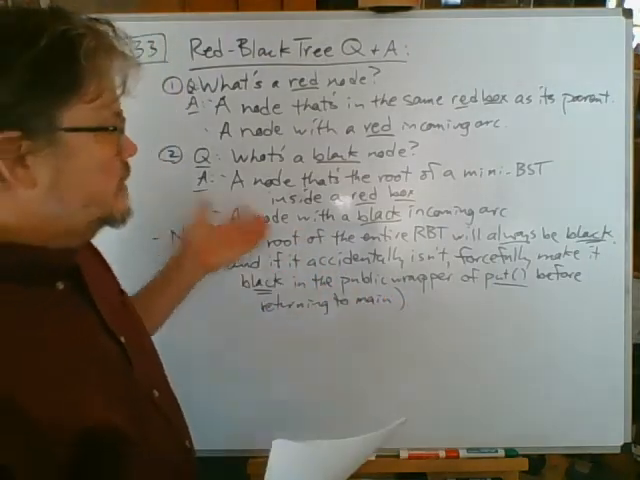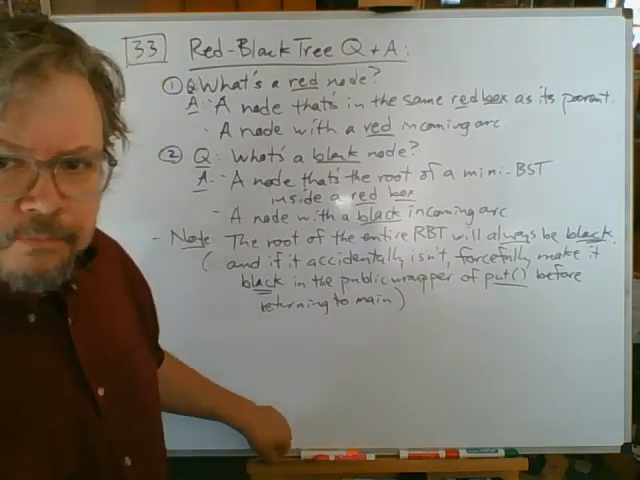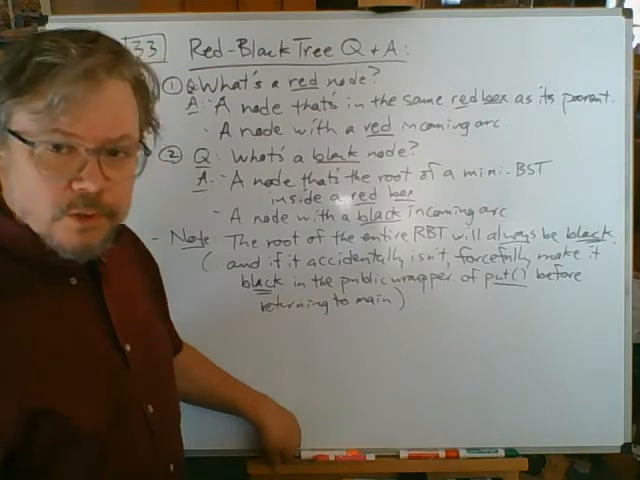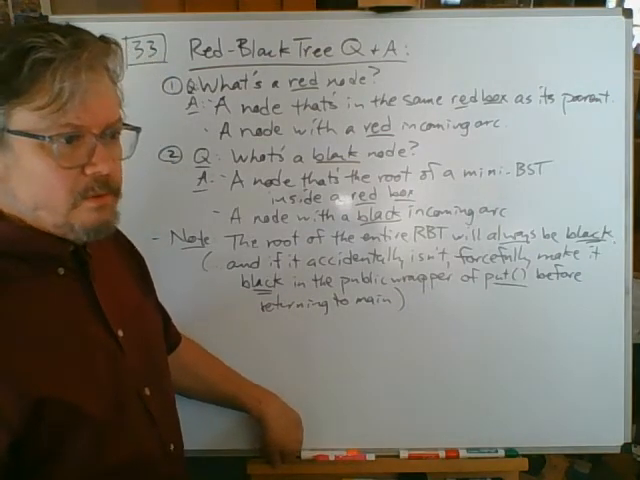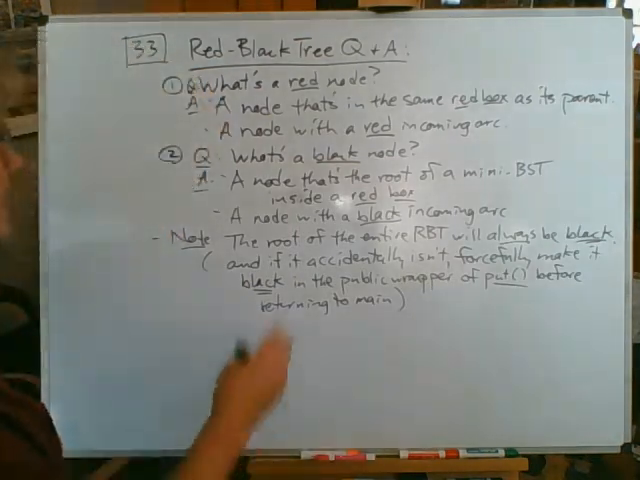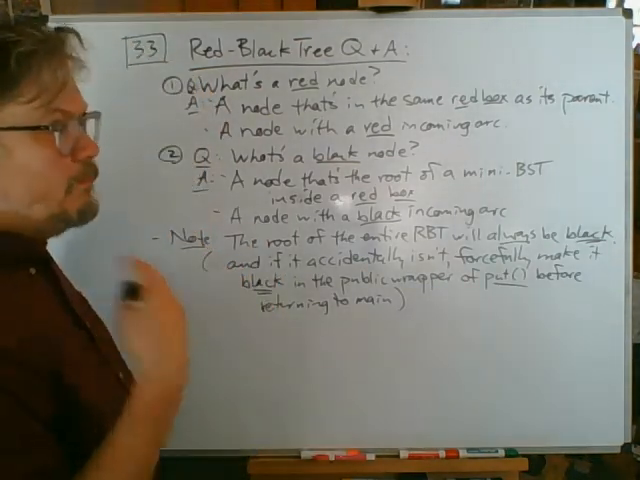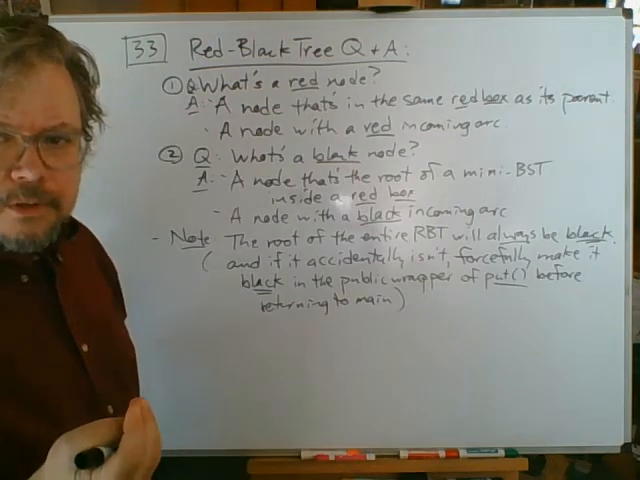You can just say, set the root color to black before you return to the main program from your public wrapper for the put function, because it's got to be black all the time. So there's not even any point to test to see if it's already red or black. Just say the color is black before you go back to the main program. And that's done before you return true or false, whether or not the put was successful.